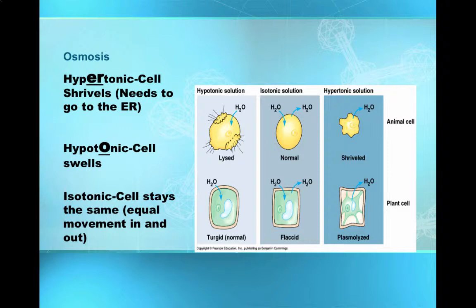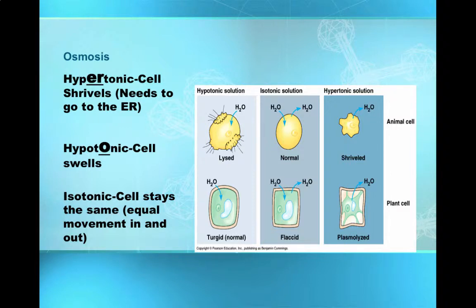Isotonic is where animal cells are the happiest. This is normal, where they have an equal movement in and out, whereas plant cells are going to become a little less stiff, and they'll become flaccid. Think of wilty plants.